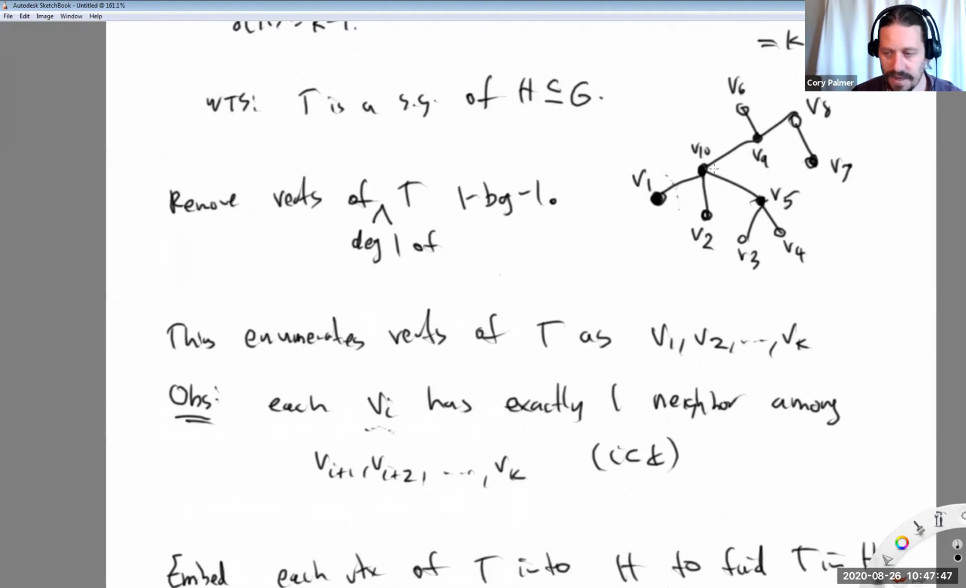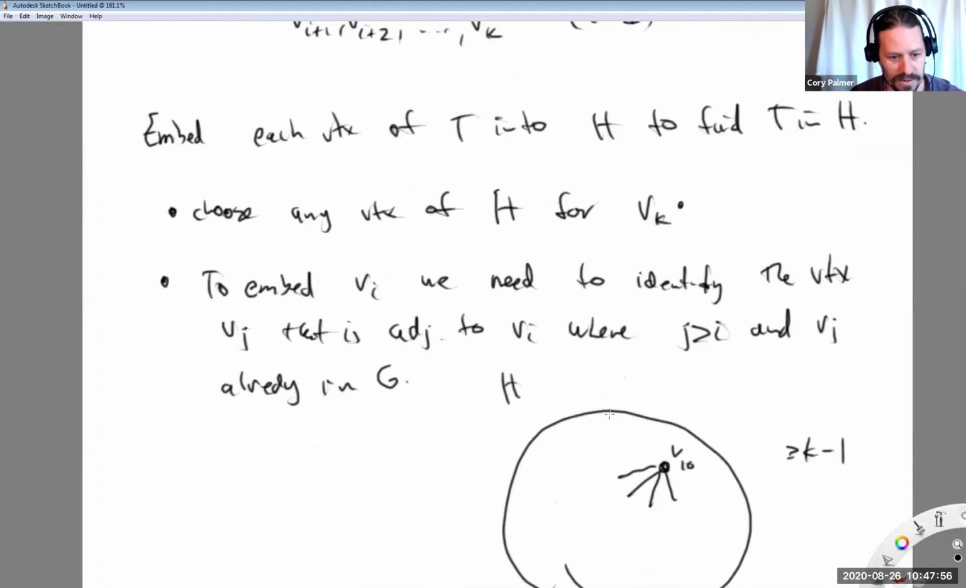So when I embed V9 into H, I better choose a neighbor of V10 in H to embed it to. So let me scroll back down here. When I do this, I better choose one of these vertices to be V9. Because if I choose like this vertex over here to be V9, then I'm not getting my tree, because V9 and V10 have to be adjacent to each other to establish the tree. So V9's got to be chosen from one of those. I'll just choose any one I like. Okay. Let me get rid of this guy here, that V9.